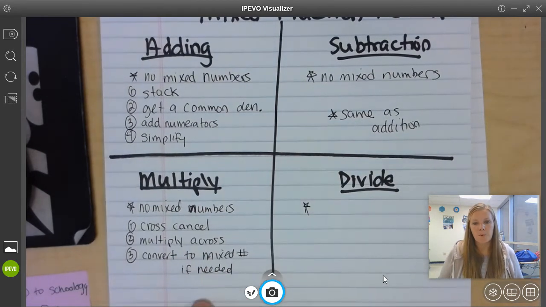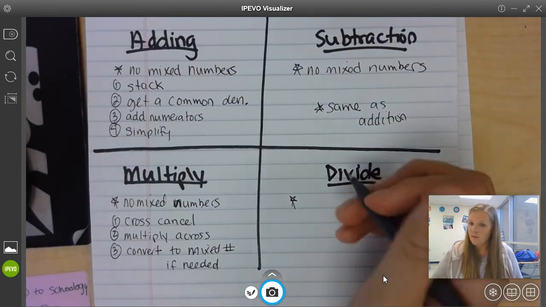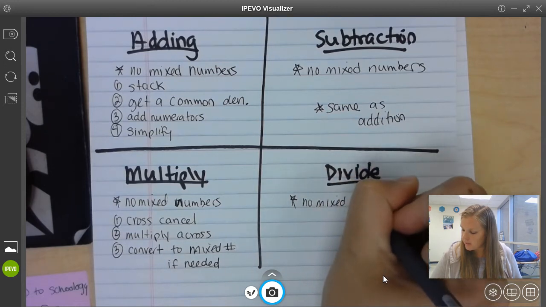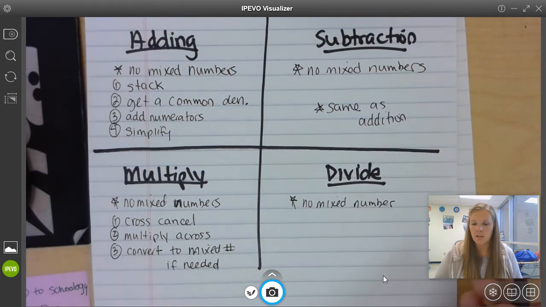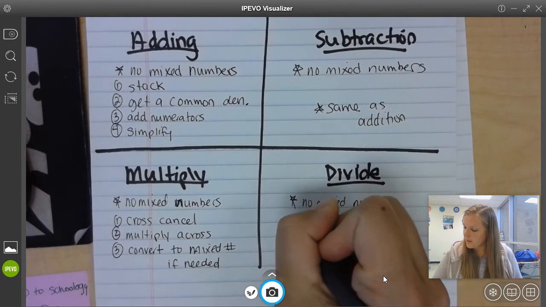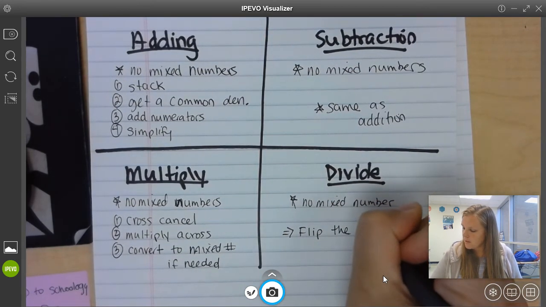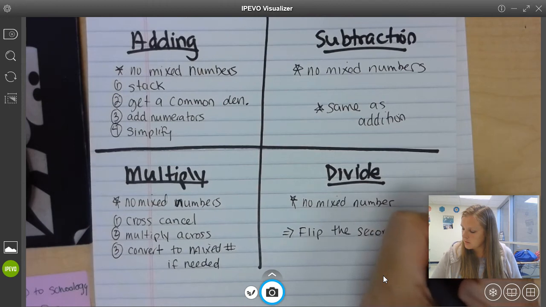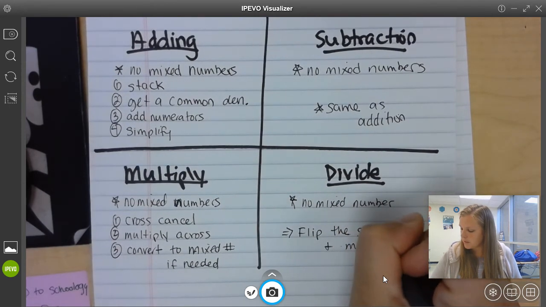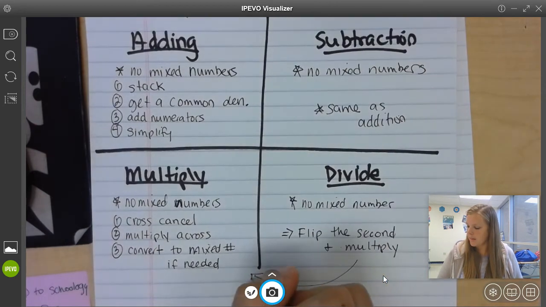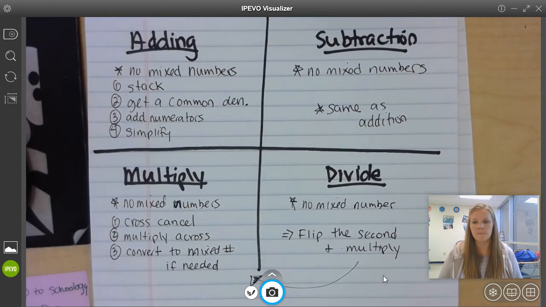I hope you're starting to remember those steps. For dividing fractions, again, no mixed numbers. Do you notice that every single operation, we're not going to work with mixed numbers. Every single operation, we're going to convert to improper fractions first. And then the rule for dividing fractions is to flip the second and multiply. You change it to a multiplication problem, and then you follow the multiplication steps.